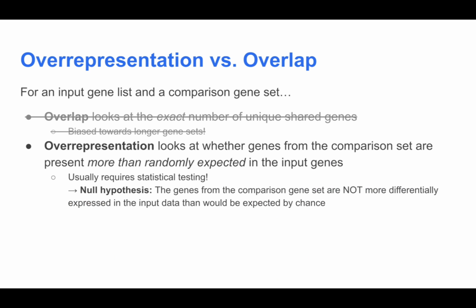So that is why instead of overlap, we use overrepresentation. And this is also kind of synonymous with enrichment. This basically looks at whether genes from the comparison set are present more than you would randomly expect in your input gene set. And this does usually require statistical testing. The null hypothesis is that the genes from the comparison gene set are not more differentially expressed in your input data than would be expected by chance.